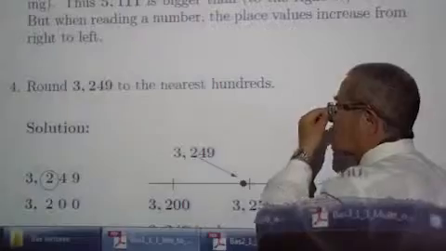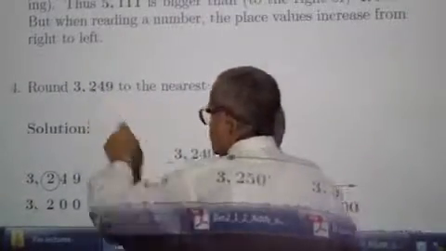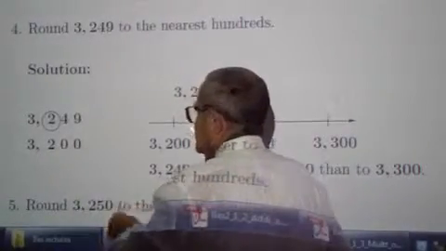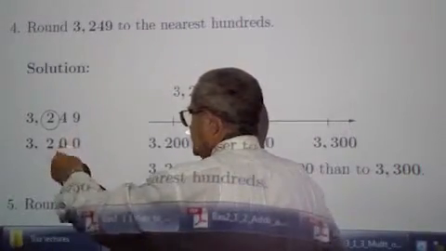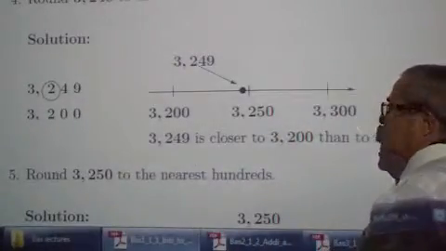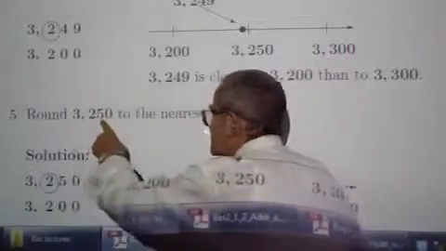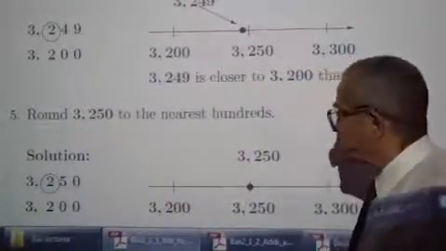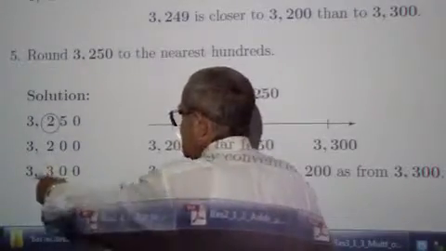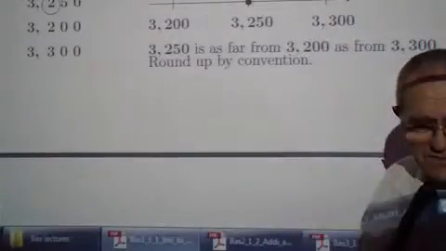We wanted to round 3,249 to the nearest hundred. Nearest hundred's the 2. Circle the 2, make all these 0. The first number you dropped is less than 5. Keep that as a 2. So 3,200. How about 3,250? You're exactly in the middle, so you're going to go up to the 3,300.